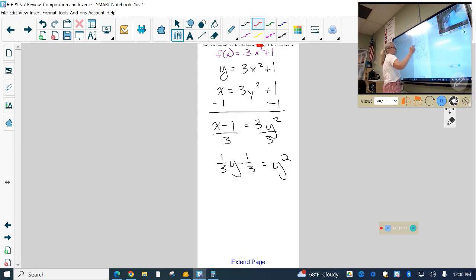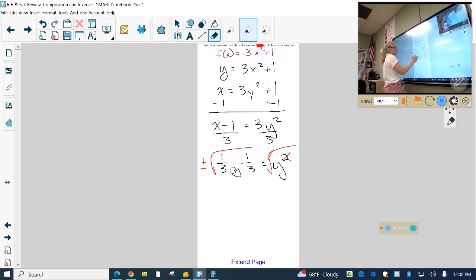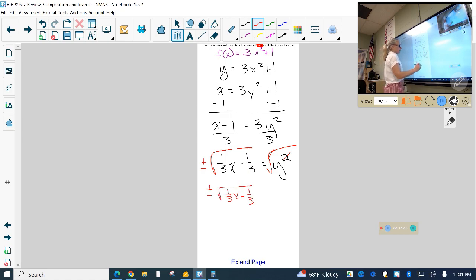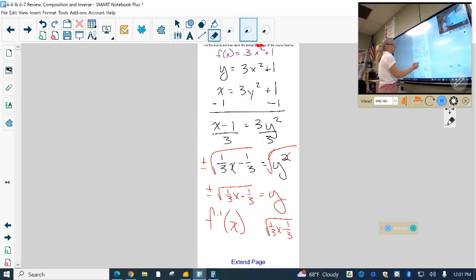Then we have to find the square root. And remember, when we're solving an equation and we find the square root, we need a plus or minus. So we have, oh, why did I change that one to a y? Should be an x. Okay, so we have plus or minus the square root of 1/3 x minus 1/3 equals y. That's a plus or minus sign, by the way. Handwriting getting pretty sloppy. Here we go.